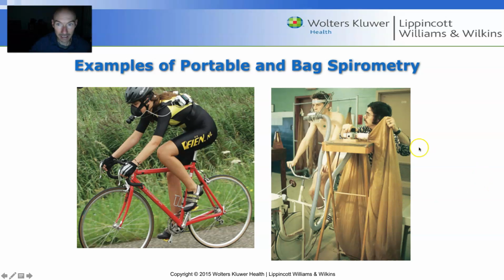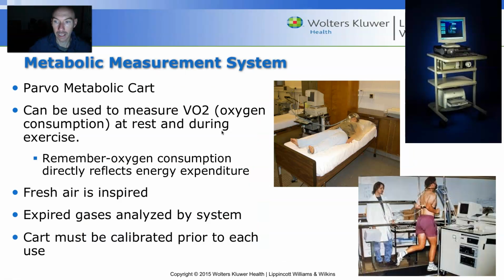To contrast that to now, we have portable open circuit spirometry devices, right? So this is a cyclist who has a gas analyzer here on her back. She's inspiring air from outside through the front, and then she expires through this tube into the gas analyzer, okay? So what we use in labs is kind of a hybrid of these two things, and it looks more like this. Okay, so up here on the top right corner, this is a metabolic cart. Okay, so this is specifically the Parvomedics, that's just the brand, the Parvo metabolic cart.